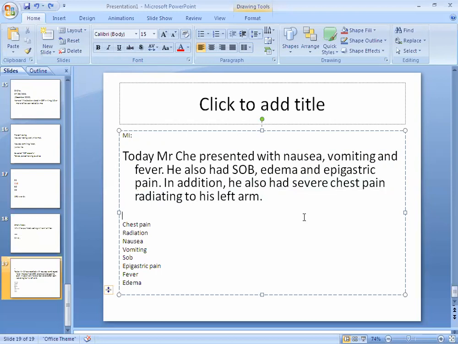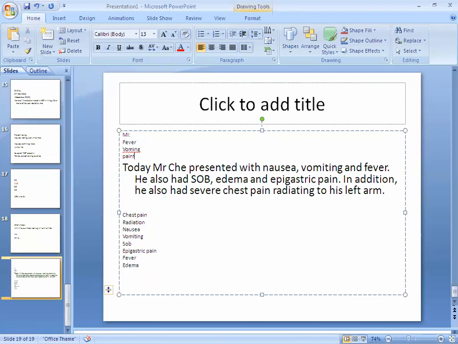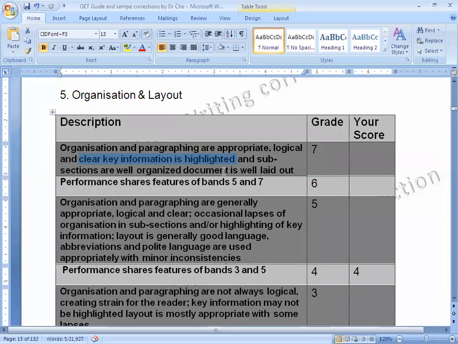I have seen hundreds of letters. People just write what they see in the case notes. If in the case notes they have written fever first, they will write today Mr. Che presented with fever. If they have written vomiting next, they will write fever, vomiting. If pain is written at the end, they will write it at the end. We should decide according to the situation, according to the importance. This is why people at the end say, I got 290 and I want a remark again. Information is highlighted and subsections are well organized.